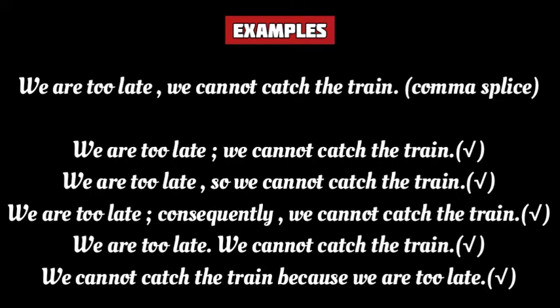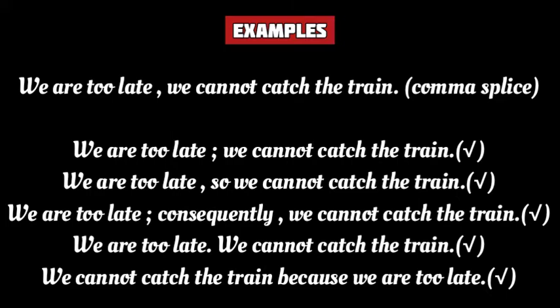In the first sentence on your screen, there is a comma splice. Because two independent clauses, "we are too late" and "we cannot catch the train," are joined with a comma in this sentence. Now see how we can correct it. In the very first correction, we have replaced the comma with a semicolon. Simple, isn't it? But see, in the second correction, we have used the coordinating conjunction "so" after the comma and the comma splice has been corrected.